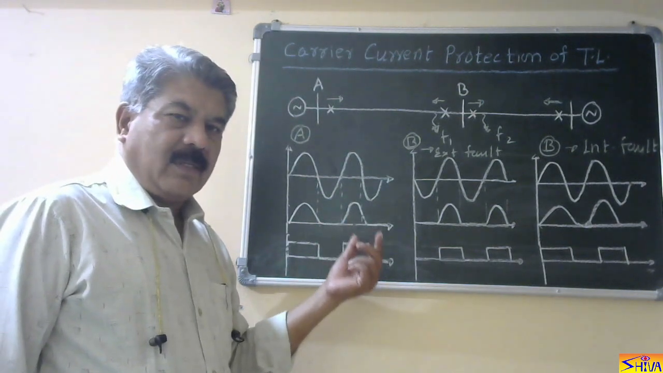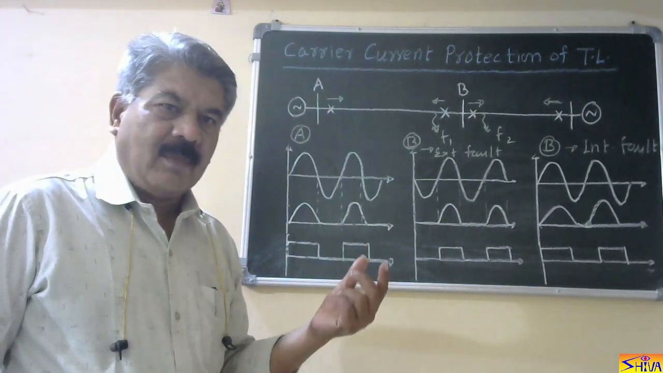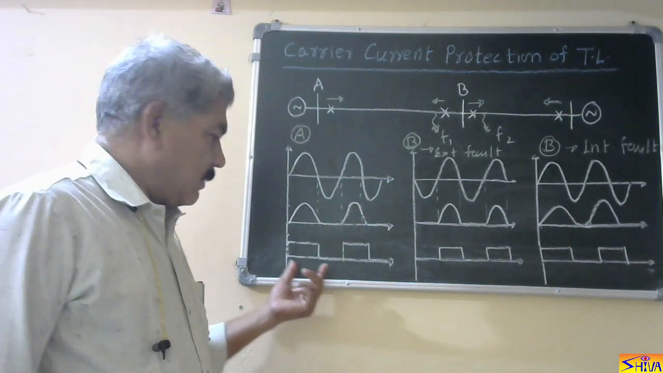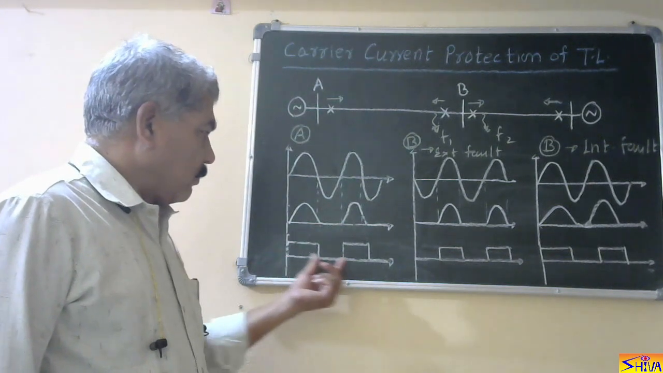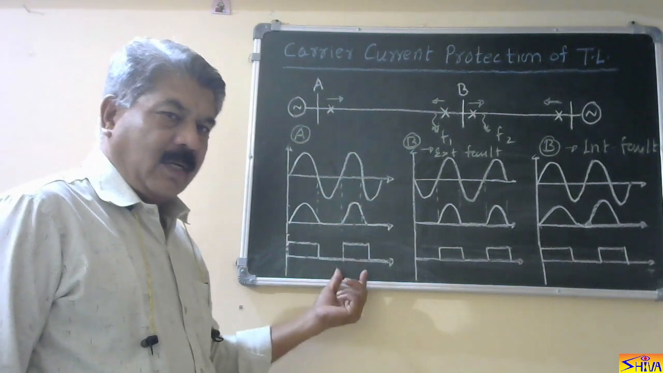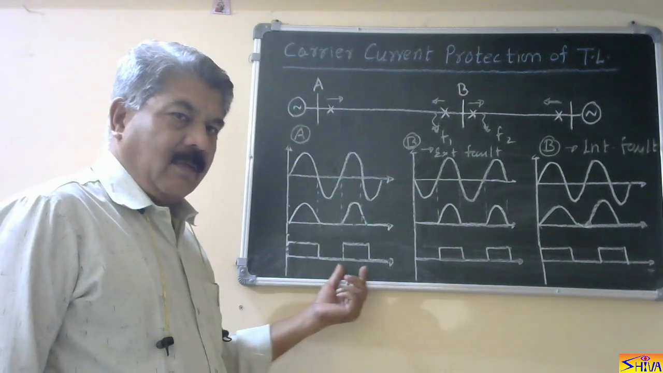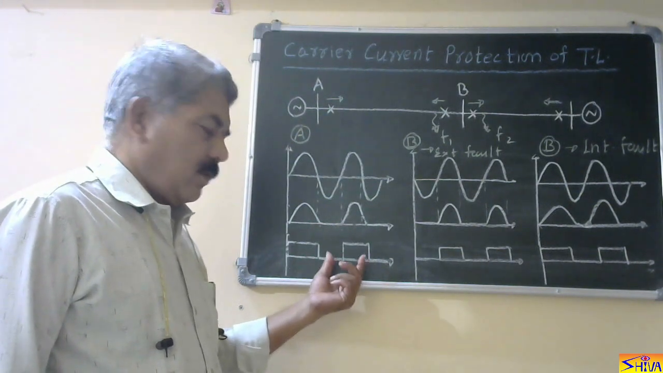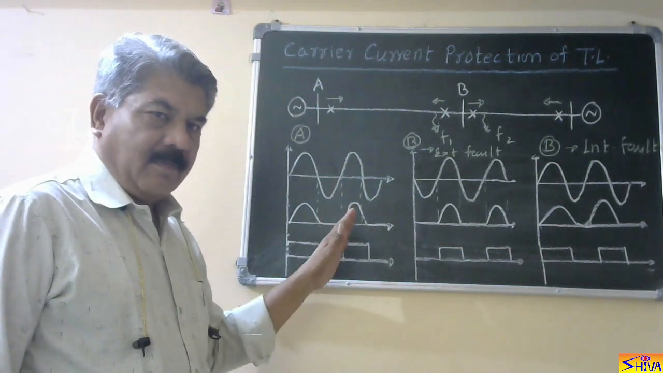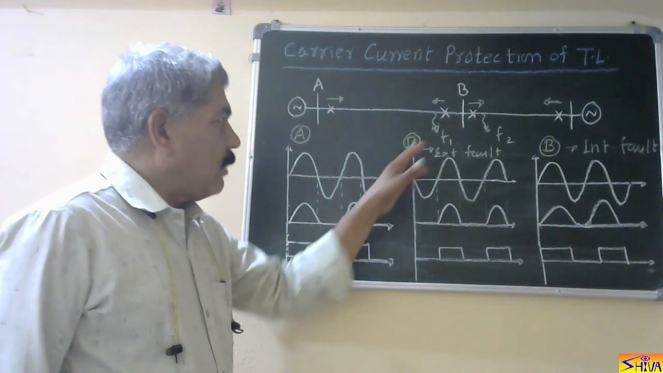Now this positive half cycle, let us say we are converting into a square signal, or rectifying. So we get signals like this. These signals are present from 0 to 180 degree, 0 to 180 degree and so on. So only during the half cycle the signals are present. This is at end A. That remains fixed. Now at end B.